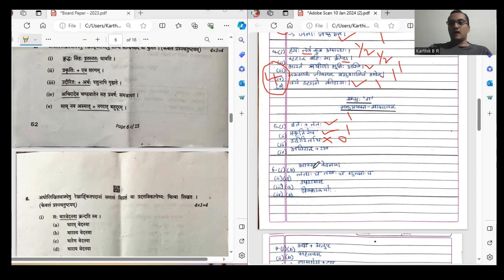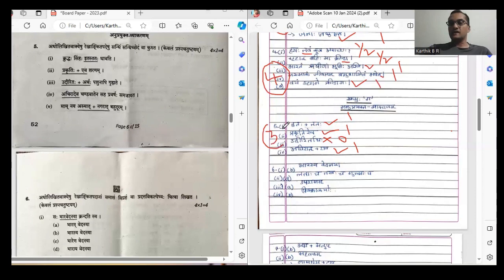Achirat eva, achirat plus eva. Takara changes to dakara, just for sandhi. Written correctly. So 1 mark. There are 3 questions with answers written correctly. So in this main the student gets 3 marks out of 4. 1 mark is gone.